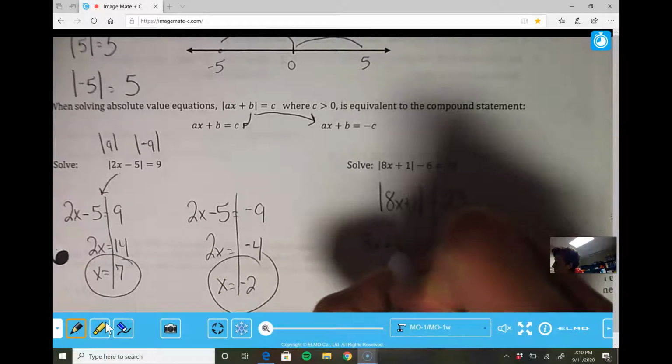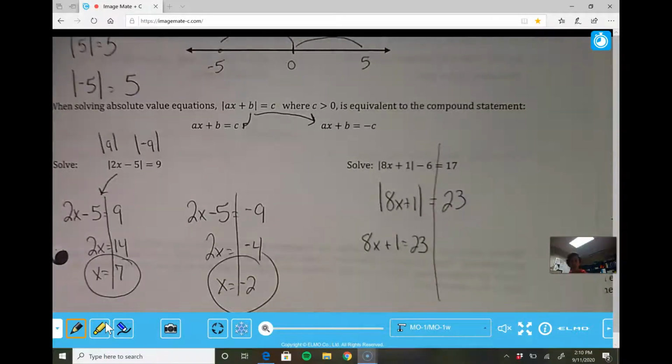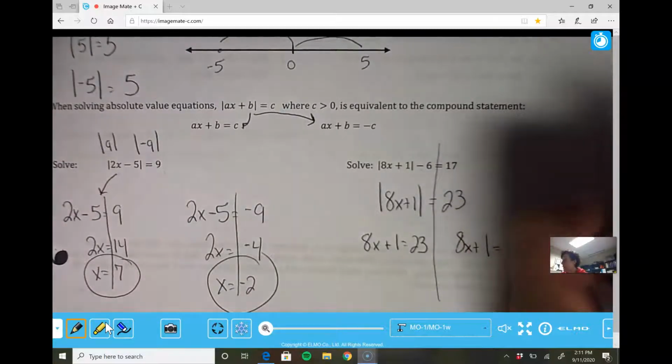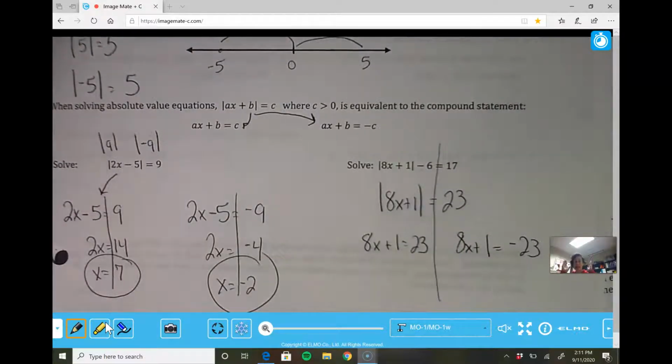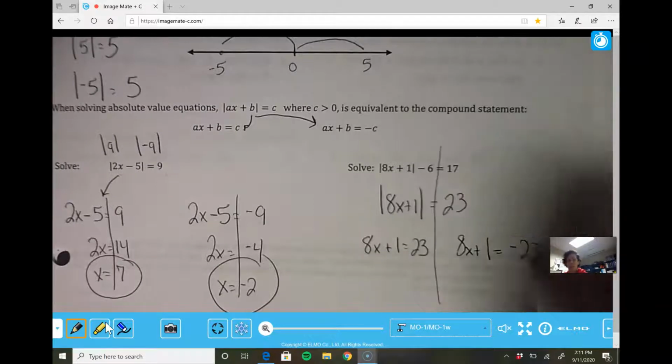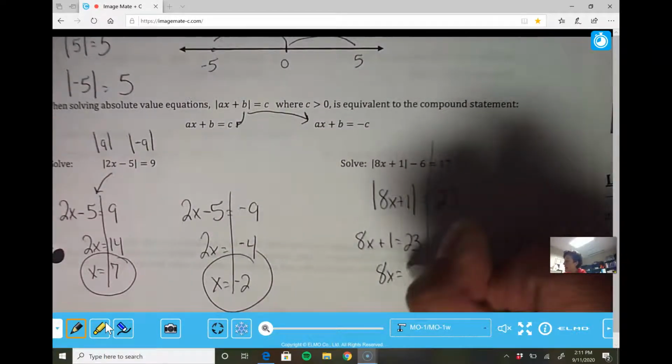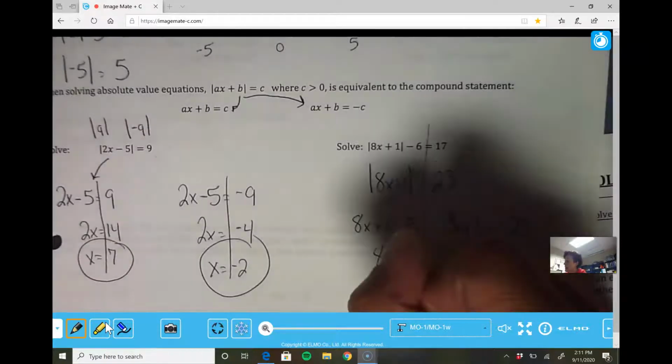So I'm going to have two problems. So I'll have 8x plus 1 with the positive 23, and then 8x plus 1 with negative 23. Again, nothing in those bars changes. It's 8x, it's plus, and it's 1. So same steps for both problems, different results. So here I'm going to subtract 1, and that gives me 22. And then I'm going to divide by 8.